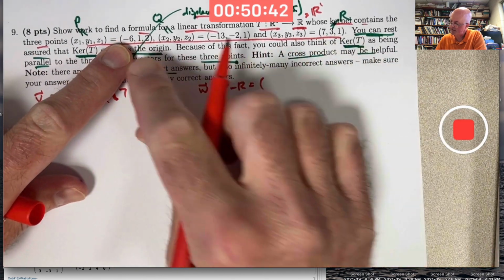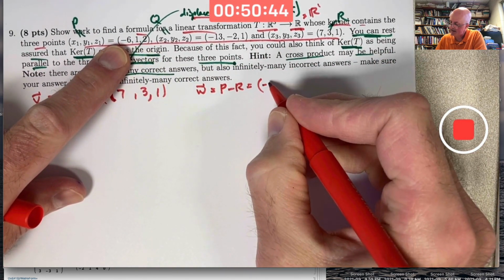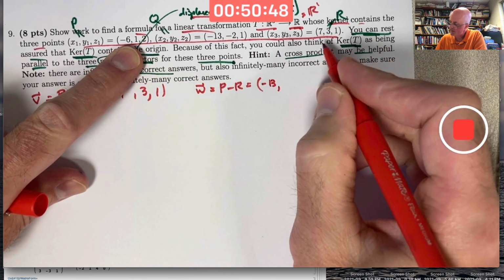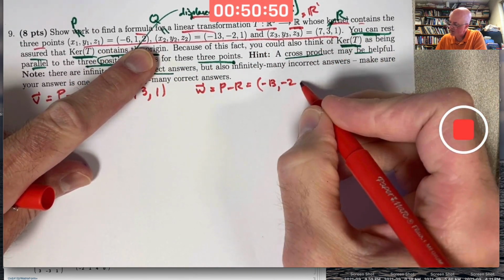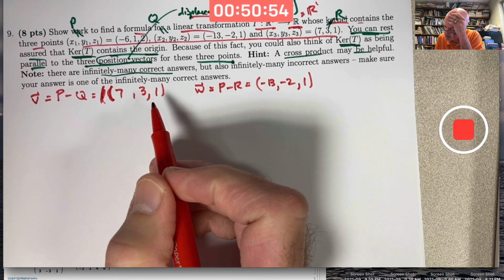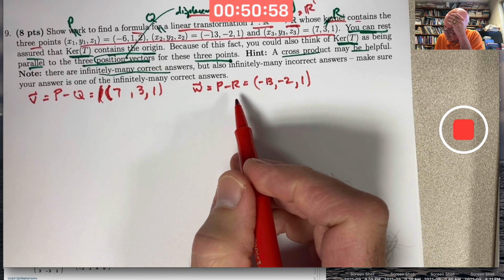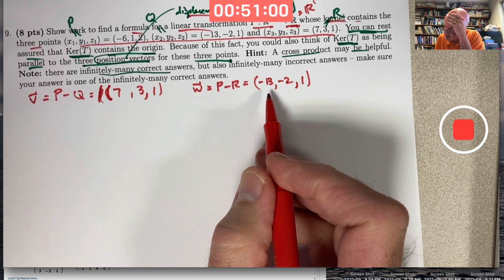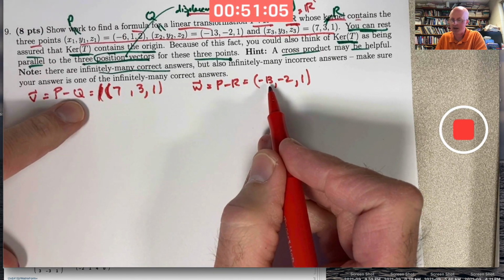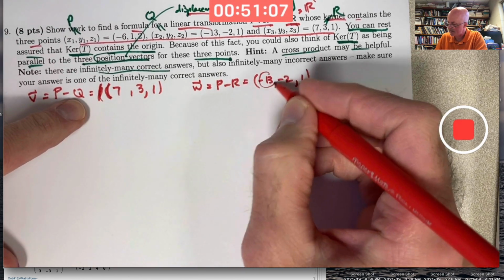Look at these points. -6 minus 7 is -13. 1 minus 3 is -2, and 2 minus 1 is 1. So hopefully I have not made a mistake here. Just double checking things. Yeah, this looks good. That's a -13 there. That's a -13.